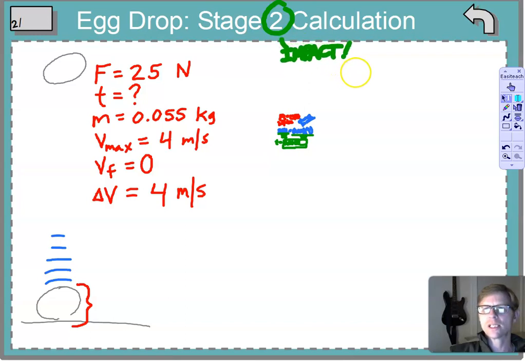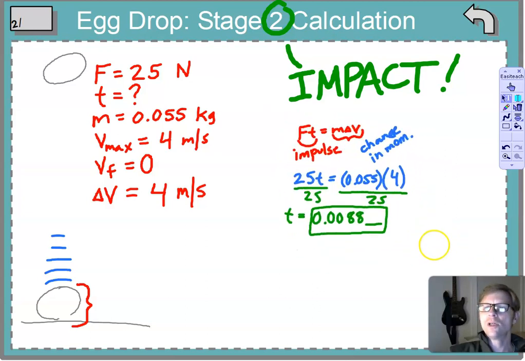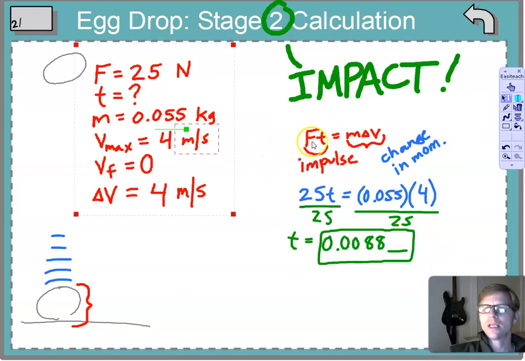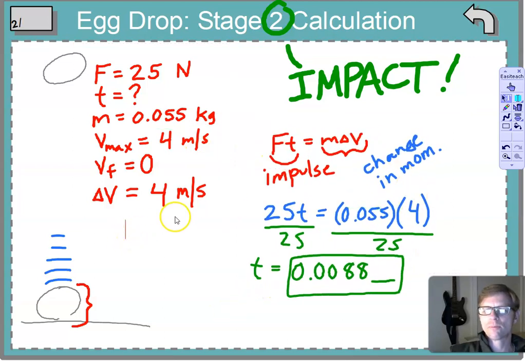We're now going to look at the calculation on impact. This is what we really care about. This should look familiar. Impulse, momentum. Impulse becomes a change in momentum. Put in the F, 25, time is unknown, solve for m triangle v. Divide both sides by 25 because we want to get the time, and the time is only 0.0088 seconds.